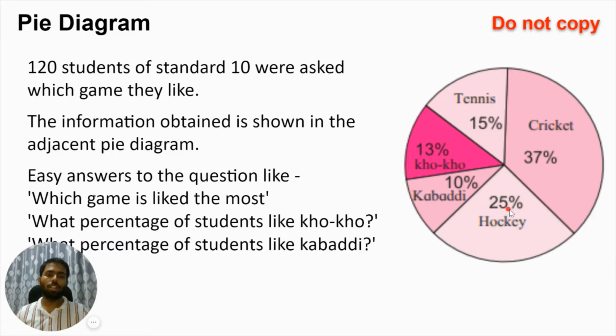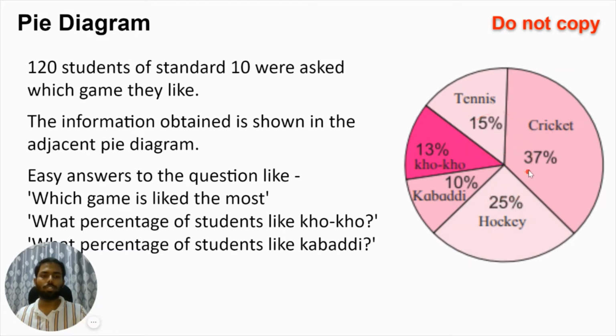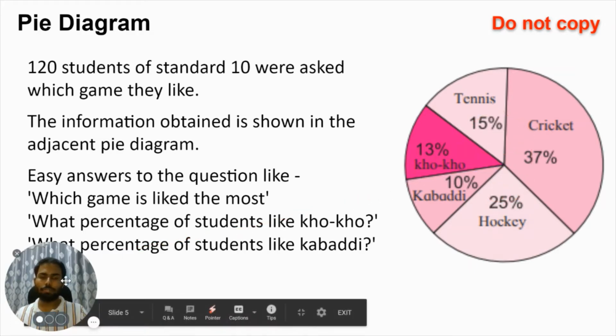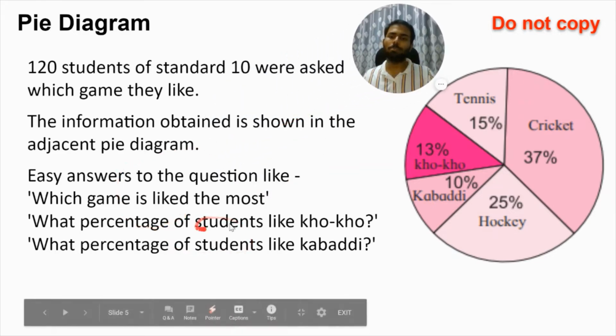Where had we seen this sector? We had seen it in the mensuration chapter, right? We had seen how to find the area of a sector in the mensuration chapter. So these are various sectors. What happens because of a pie diagram is that answering questions like these becomes very easy.